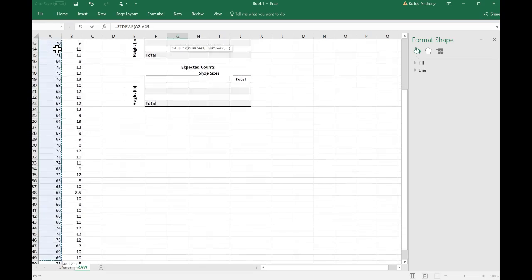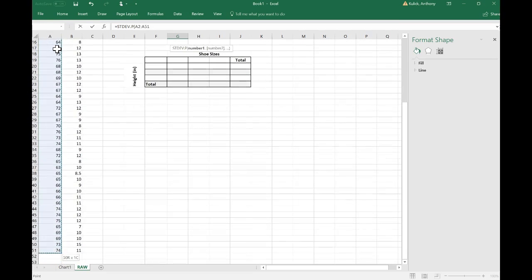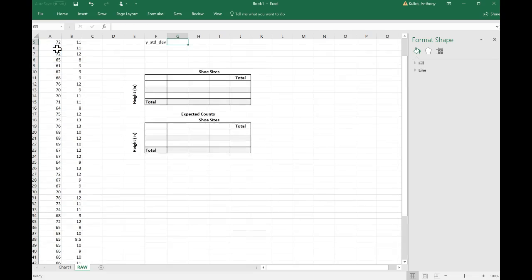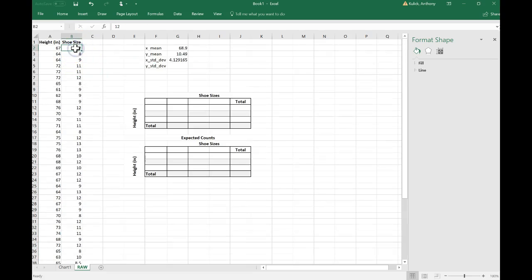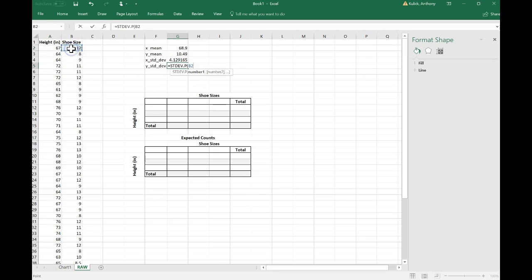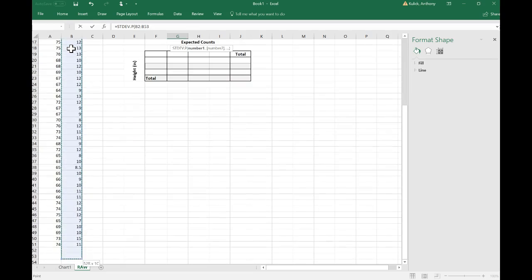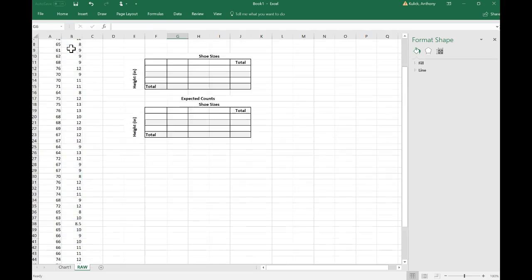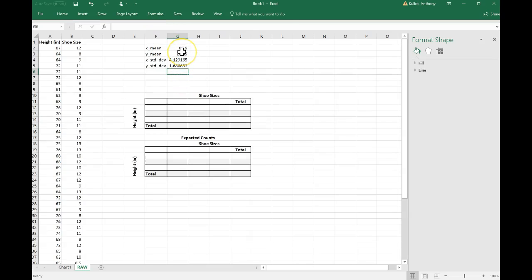So I'm going to highlight all of that. Again, doing the same thing that we just did. And then equals standard dev population, double click, click in there, highlight my whole column, and okay. Next thing I need to do is find a correlation coefficient.